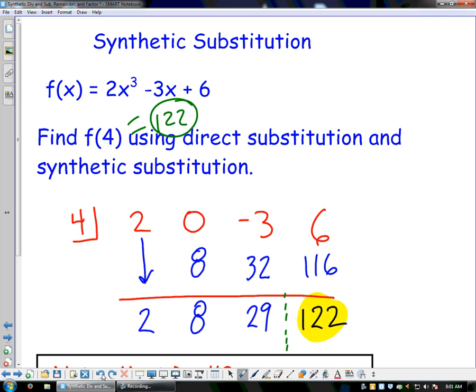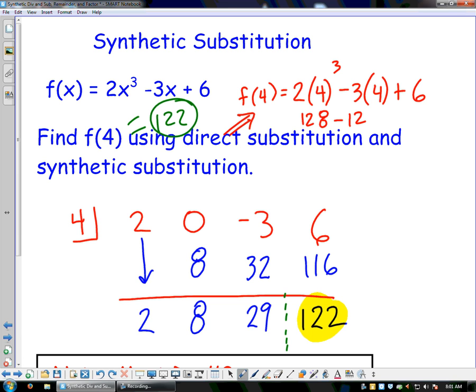All right, should we try that real fast? Sure. So we're going to try f of 4 using direct substitution. And that just means plug it right into the equation. All right, so it's 2 times 4 cubed minus 3 times 4 plus 6. Okay, so 4 cubed is 64, so 2 times 64 is 128, and then minus 12 plus 6. 128 minus 12 is 116, plus 6 is 122. Hey, we got the same answer with direct substitution and synthetic substitution. That's pretty cool. I think I would prefer synthetic. Oh, I would too. Little quicker there.